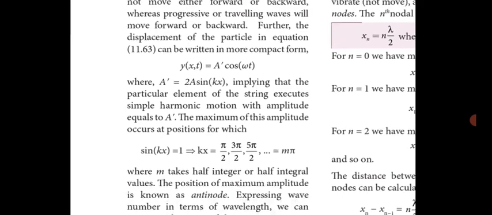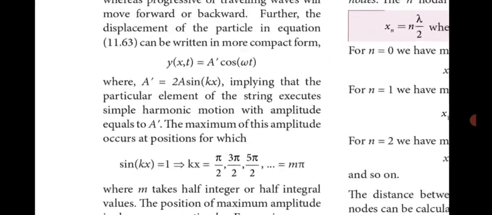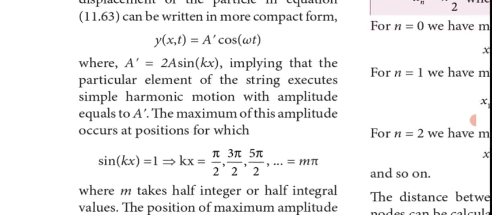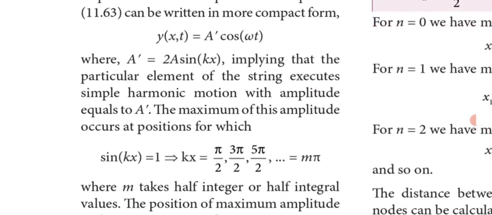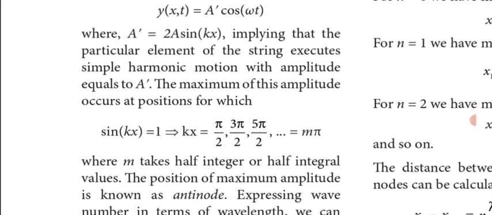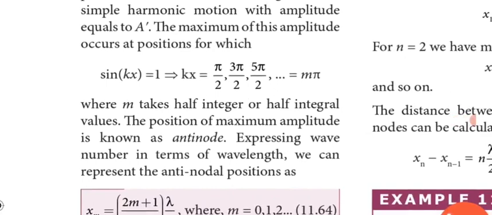That means the displacement of the particle in the equation can be written in a more compact form: y of x comma t is equal to a dash cos(omega t), where a dash is equal to 2a sin(kx). This implies that a particular element of the string executes a simple harmonic motion with the amplitude equal to a dash. So the maximum of this amplitude occurs at the position for which sin(kx) is equal to 1.